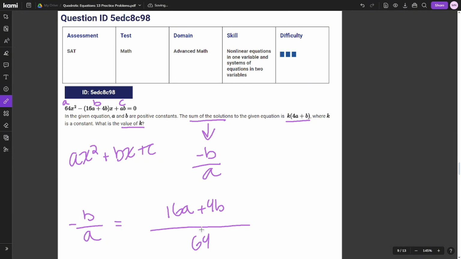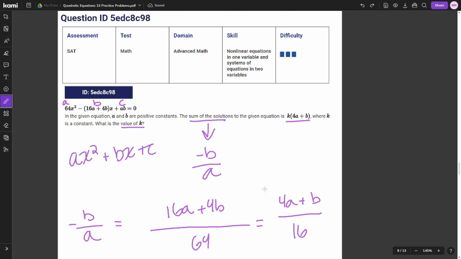Now the next step is that we can actually simplify this. And we can do that by just dividing every single value here by 4. So 16a divided by 4 is 4a. 4b divided by 4 is just 1b. And then 64 divided by 4 is 16.